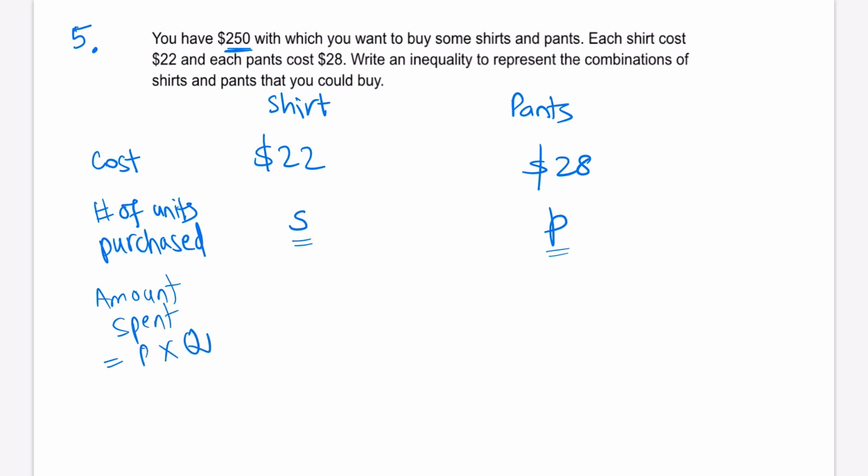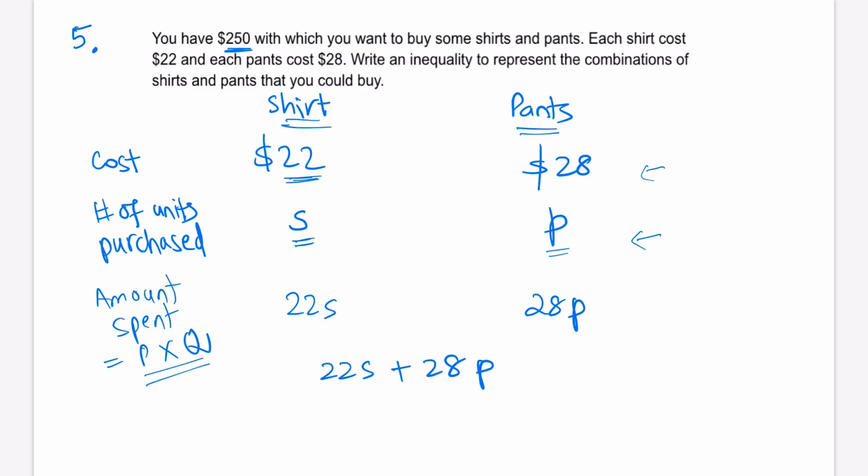The price of the shirt is $22. Price of each shirt is $22, and the quantity that you buy is S units. So it's 22S is the amount that you spend to buy shirts. So the amount that you spend to buy pants is again price times quantity. This is a price, this is a quantity. So it's 28P. Alright, together you spend 22S plus 28P to buy both shirts and pants.